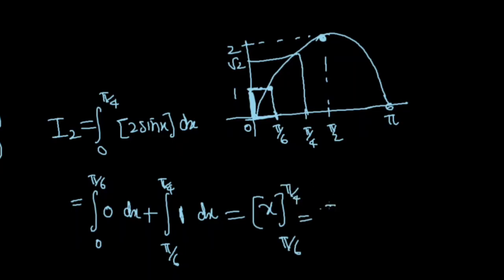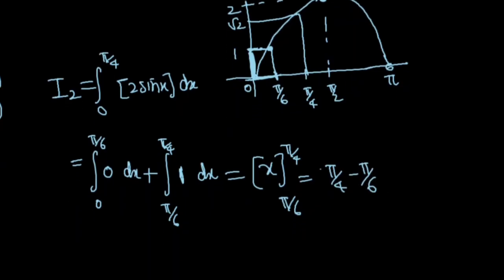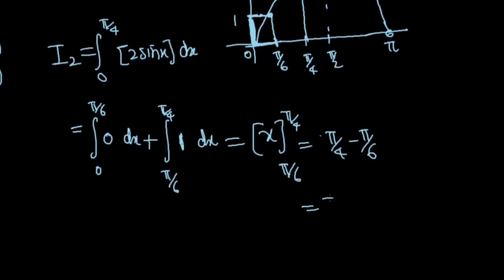Therefore upper limit pi by 4 minus lower limit pi by 6. So this result is pi by 4 minus pi by 6. The LCM is 12. 4 3s are 12, so 3 pi, minus 6 2s are 12, so 2 pi. So 3 pi minus 2 pi is pi. Pi by 12 is the I2 result.